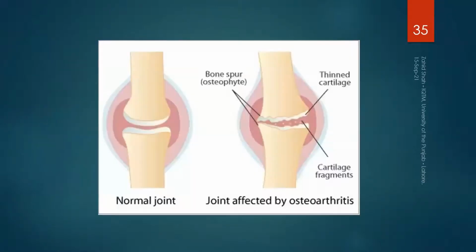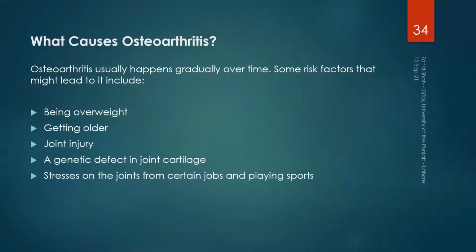There are different reasons for osteoarthritis. It usually happens gradually over time. Some risk factors that might lead to this include being overweight, which is a big risk factor. Age is an important factor, so getting older can cause it.